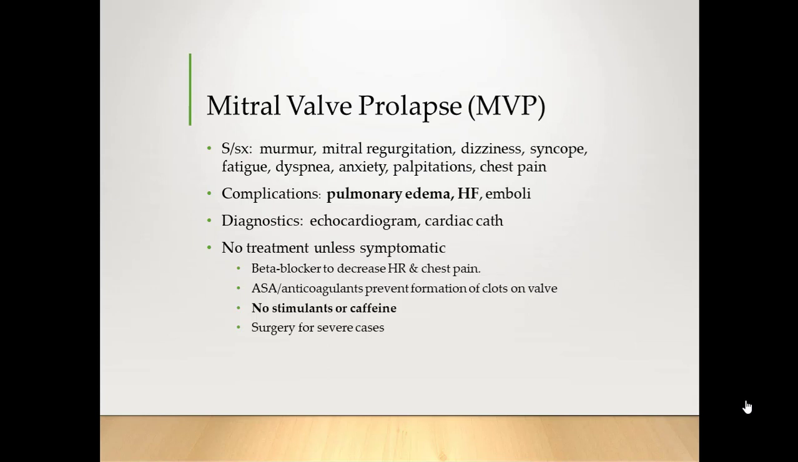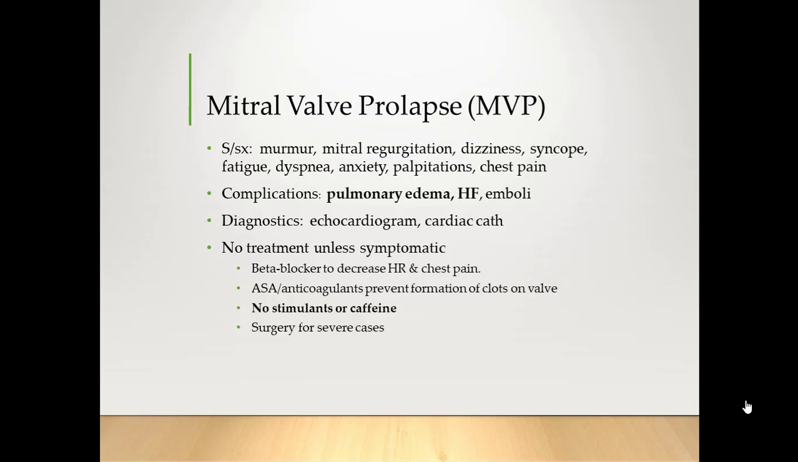When that mitral valve is prolapsed and not working, we're going to see things like heart failure, pulmonary edema, and emboli, because the heart's not pumping effectively. Things we're going to see done are an echocardiogram to look at the valves, and then maybe even a cardiac cath.